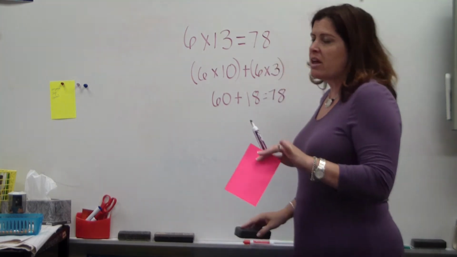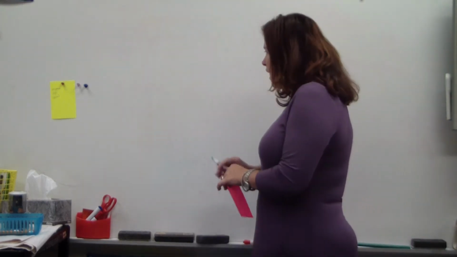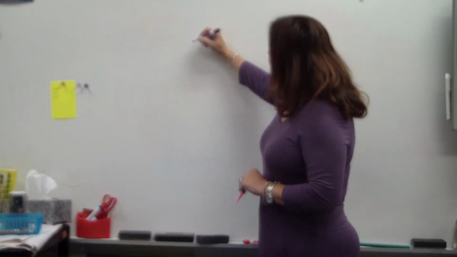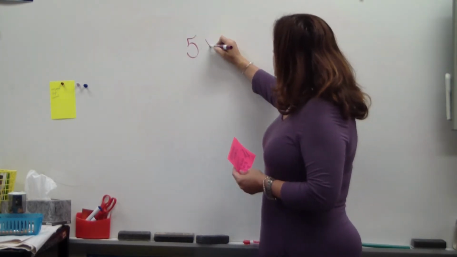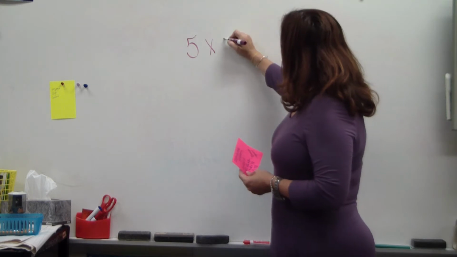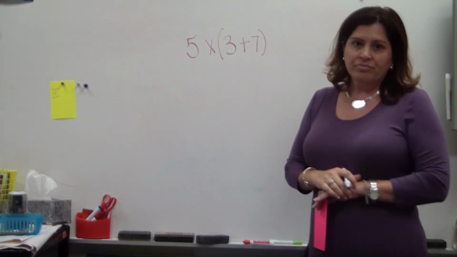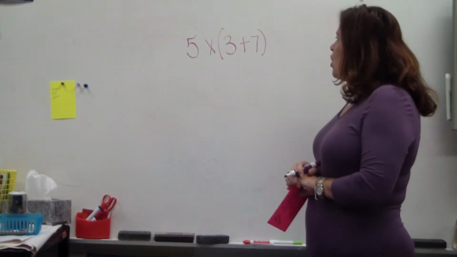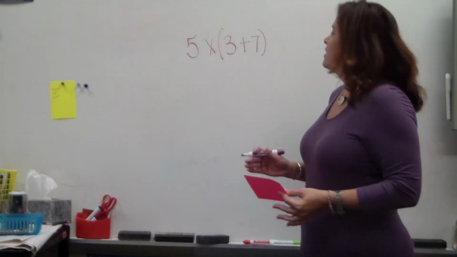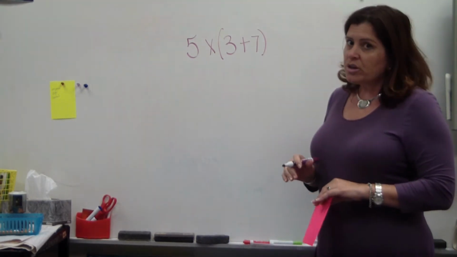All right, we can do this another way. We might have a problem that looks something more like this. What if I have 5 times 3 plus 7. Okay, we're probably going to see this. 5 times 3 plus 7. Well, my PEMDAS tells me to add these together and then multiply. But I can also use the distributive property.